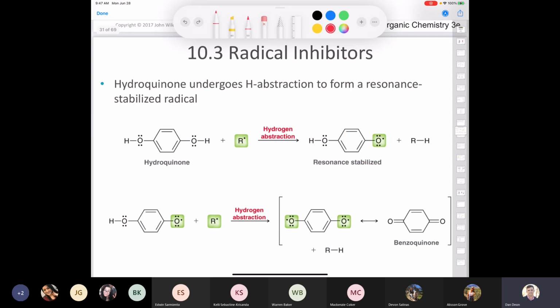You could start by drawing, you could practice drawing your radical arrows like that, okay? But look at this. You've got another hydrogen. It can do another hydrogen abstraction, and then you end up with this fully conjugated molecule here, which is called benzoquinone. So again, hydroquinone is a great kind of radical scavenger, or it consumes radicals. Anyhow, we call that a radical inhibitor. All right, so that covers section 10.3.